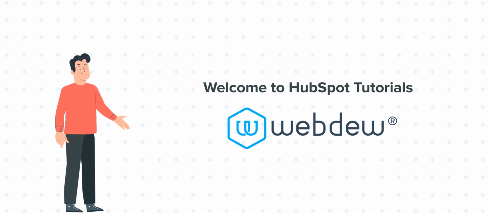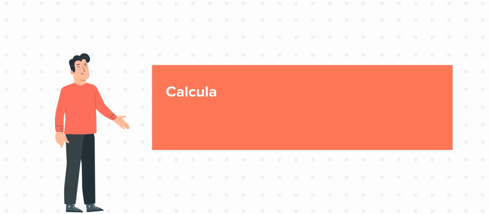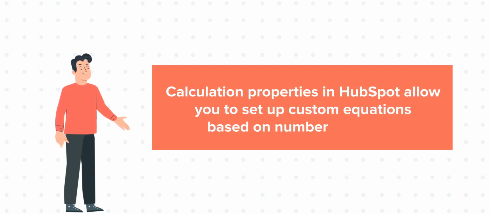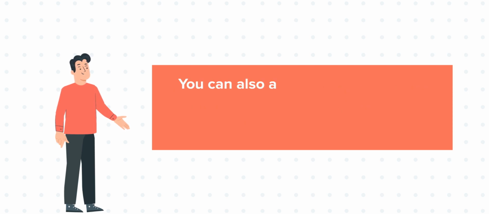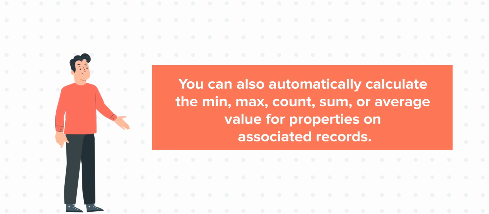Our today's tutorial is about how to create calculation properties in HubSpot. Calculation properties in HubSpot allow you to set up custom equations based on number properties. You can also automatically calculate the min, max, count, sum, or average value for properties on associated records. Let's see how you can create these calculation properties.